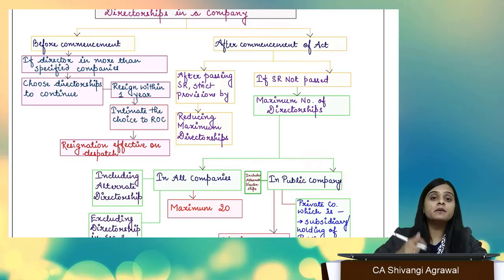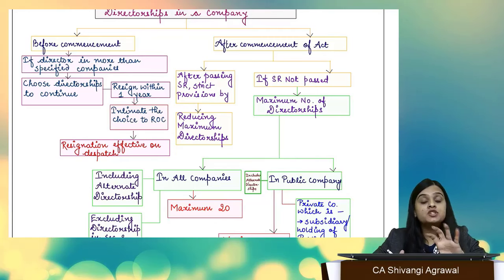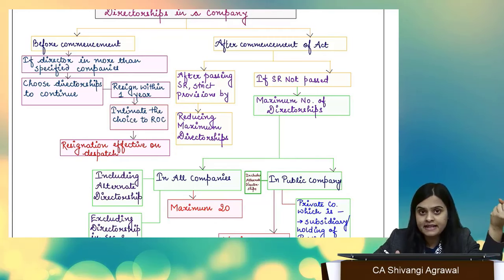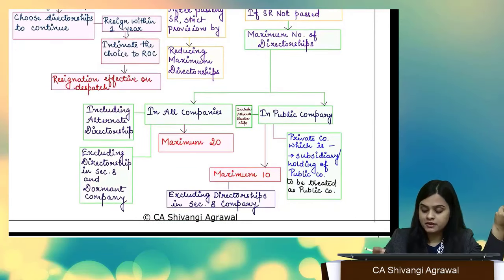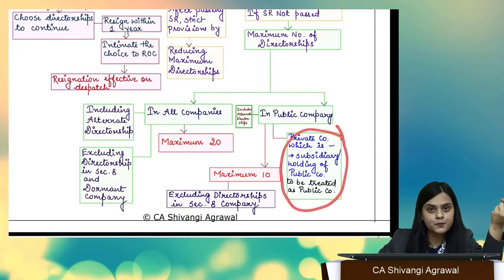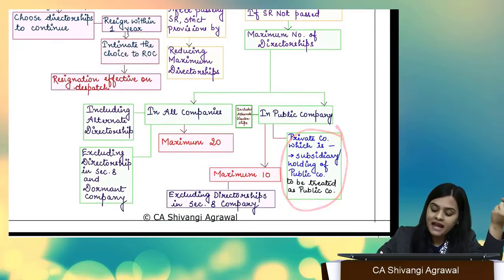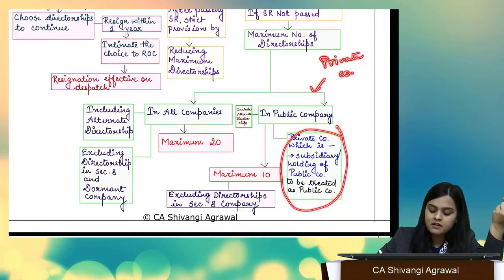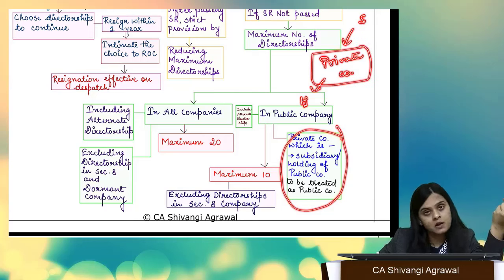Now, when I am computing the public company directorships, I have to make sure that I include this also. What is it, ma'am? A private company which is either a holding company of some public company or a subsidiary of some public company. This is going to be treated as a public company.